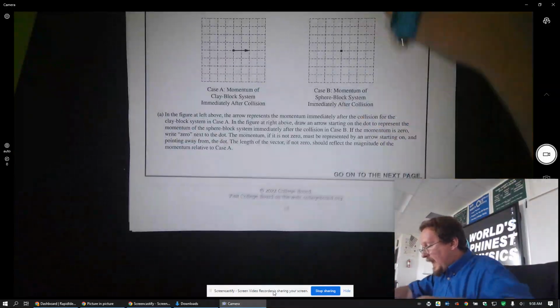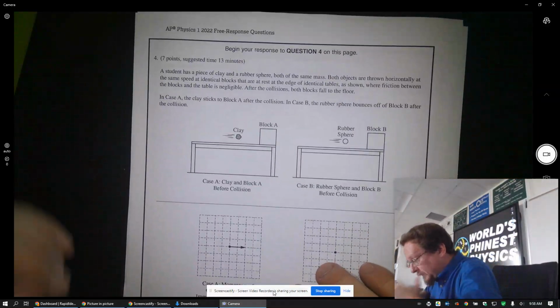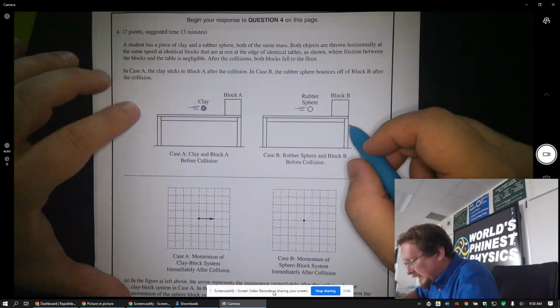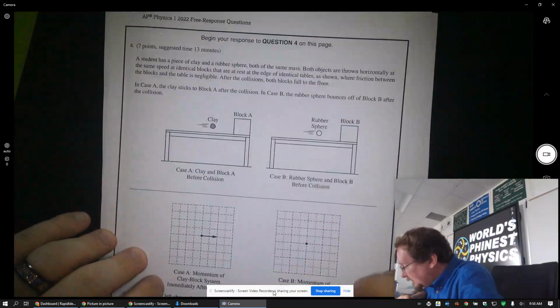All right, are we done now? Thank goodness. Okay, it's this again. It's the sticky bouncy collision. I'm not even going to read it. I'm going to skim it really quick.